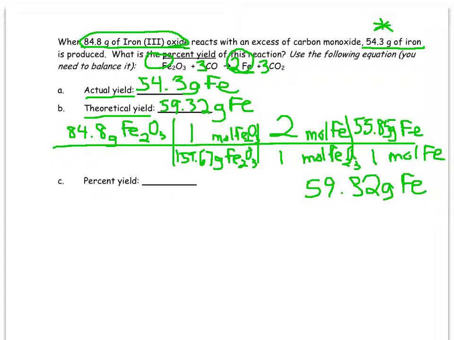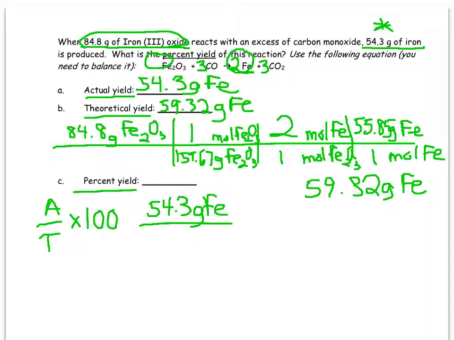So the last thing we're going to do is the percent yield. The percent yield is the actual yield divided by the theoretical yield times 100. And then it'll give you a percent. The grams will cancel out. So we're going to take our 54.3 grams of iron on top, and we're going to divide it by our 59.32 grams of iron on the bottom, and multiply that by 100.